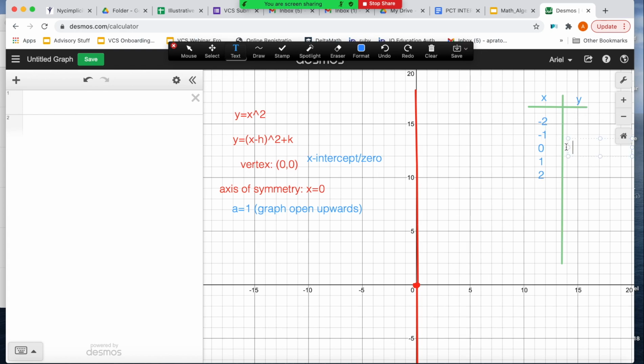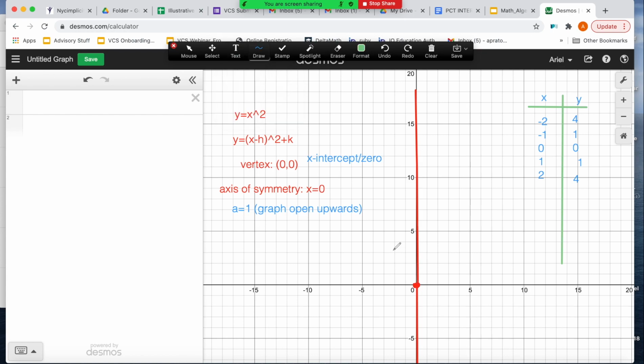Well, we know that at 0 already, it's 0, 0. So let's do -2. -2 squared, right? Y equals x squared. So -2 squared is 4. -1 squared is 1. 1 squared is 1. 2 squared is 4. So we already see that symmetry happening, and we see that 0, 0 is a minimum in this situation. So now I'm going to go ahead and I'm going to plot those points.